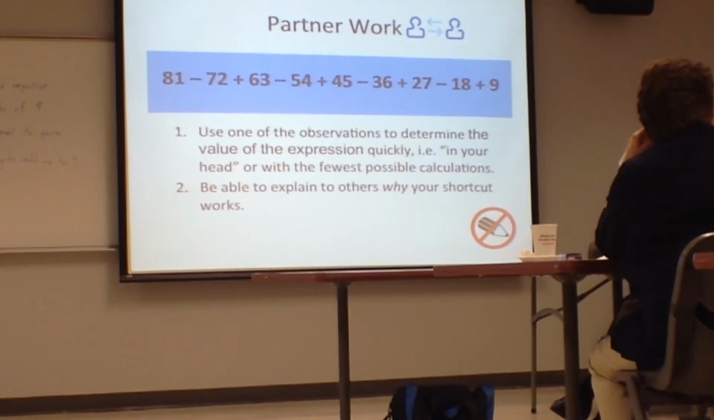Well, they're all multiples of 9, so factor out the 9, and what do you get? You get 9 minus 8, which is 1, plus 7 minus 6, which is 1, plus another 1, plus another 1, so that's 5, and 5 times 9 is 45.